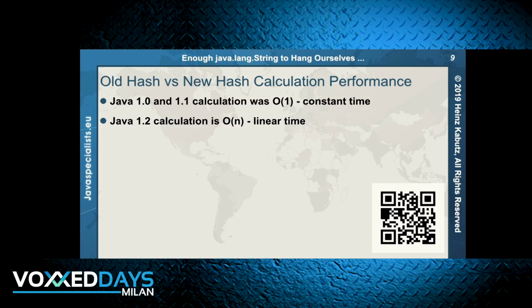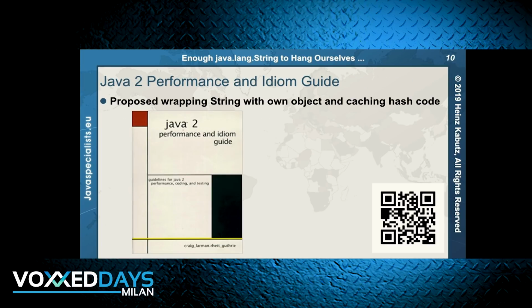Now, the performance in the past was constant time. It didn't matter how big the string was, it took constant time to calculate the hash code, whereas it changed to linear time. Now, of course, we all know what that means. It can become significantly slower to calculate the hash. And so the book was written called the Java Performance Idiom Guide.